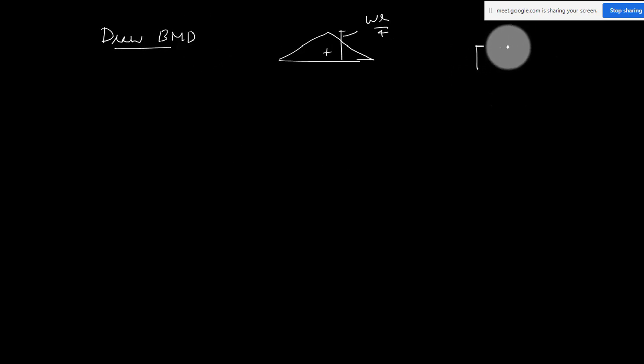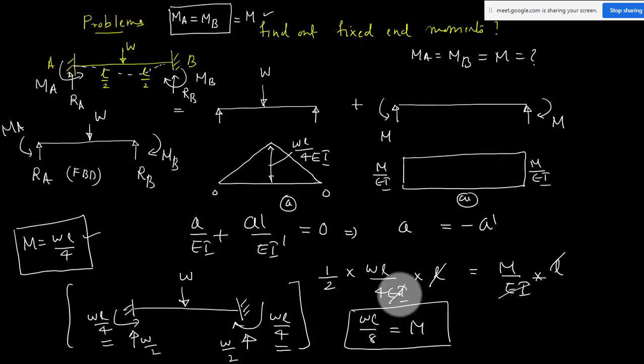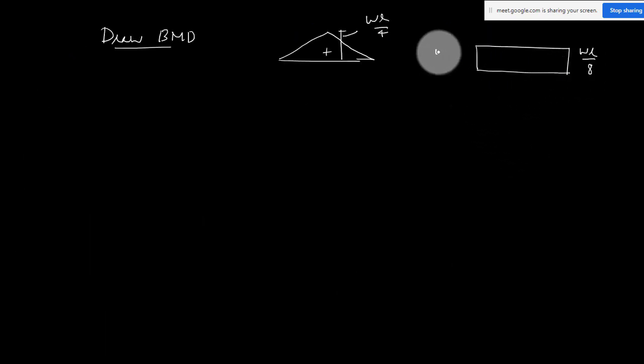Okay, and the second moment diagram is this one, WL by 8. Sorry, I have made some mistake. Yeah, it is WL by 8. Okay, the second moment diagram is a uniform value M for this beam. So this moment is negative, that is WL by 8 negative. So to get the bending moment diagram for the fixed beam, what is the method? You have to draw the two moment diagrams on the same side of the beam, so that the common area will get cancelled.